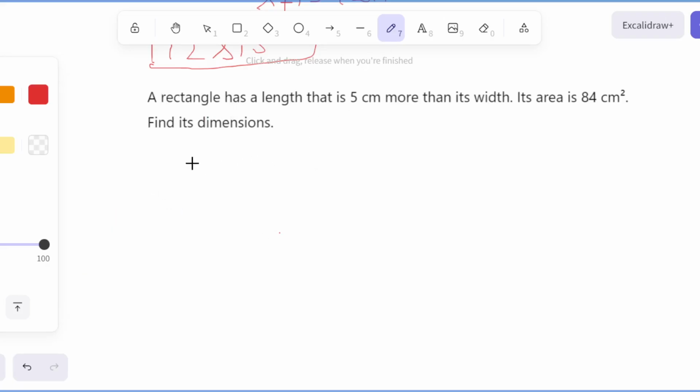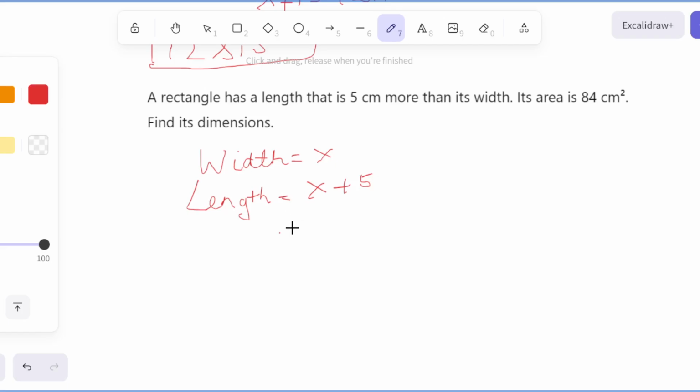So let the width be x. Please write it down. So width will be x. They are saying the length is 5 centimeter more than its width, right? So length will be what? x plus 5. Length would be x plus 5, right?